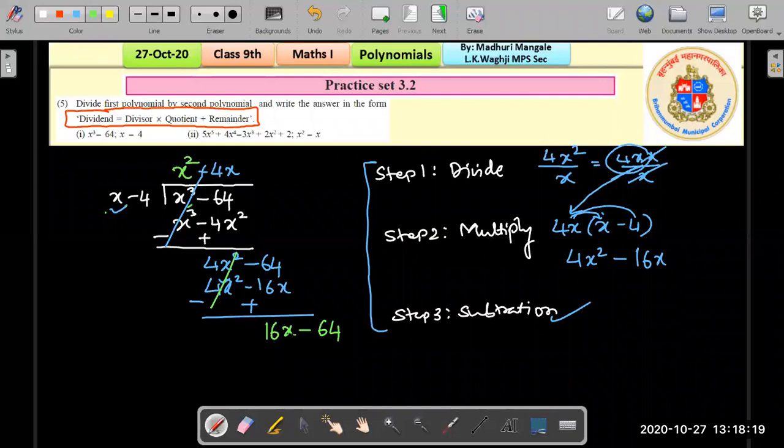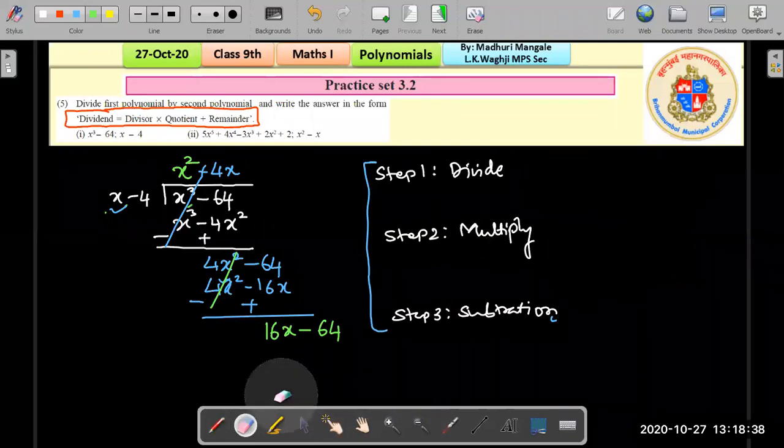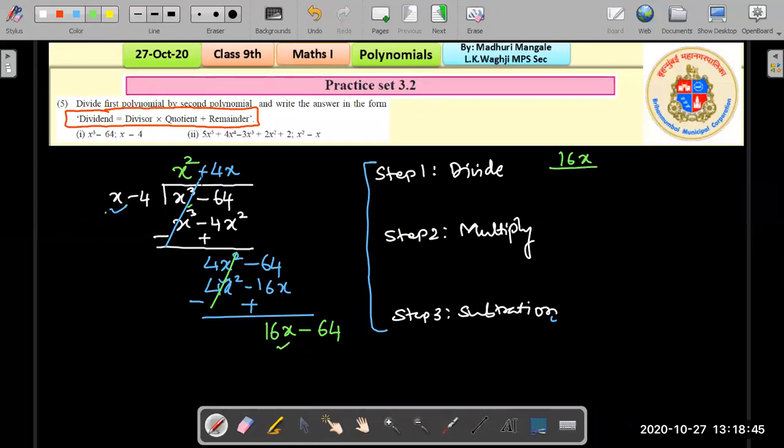Then yes, we can divide it further, because the degree of this bottom row and the degree of the divisor is the same. So we can still continue dividing. Again, we are going to repeat the same 3 steps. What is step 1? We are going to divide the first term by the first term. What is the first term here? 16x. So 16x divided by the first term, that is x.